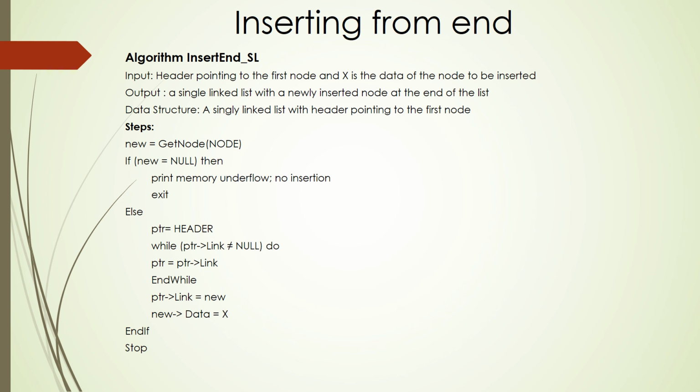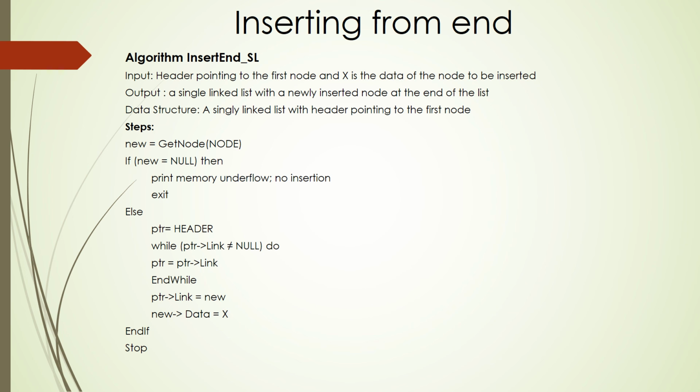Then, now that you are in the last node, you have to change the null pointer and make the link field store the address of the newly created node. That is why ptr link is being updated to new, and the data field of new will be updated with X.